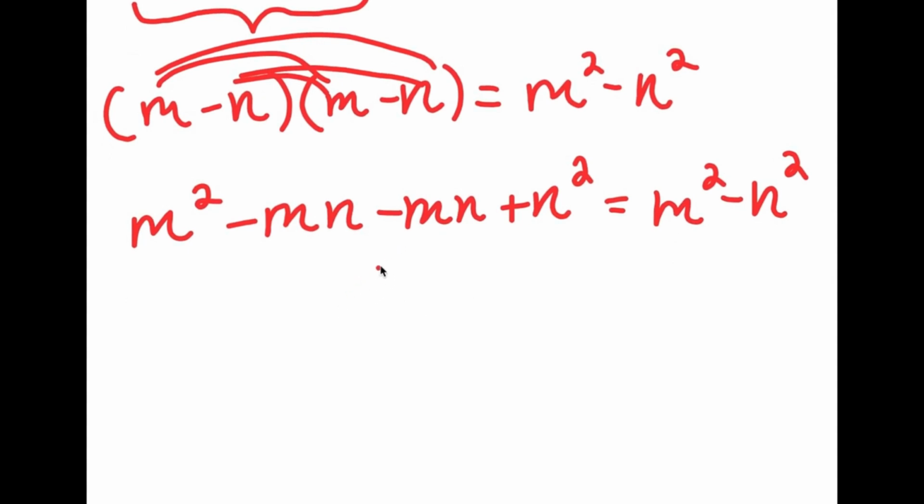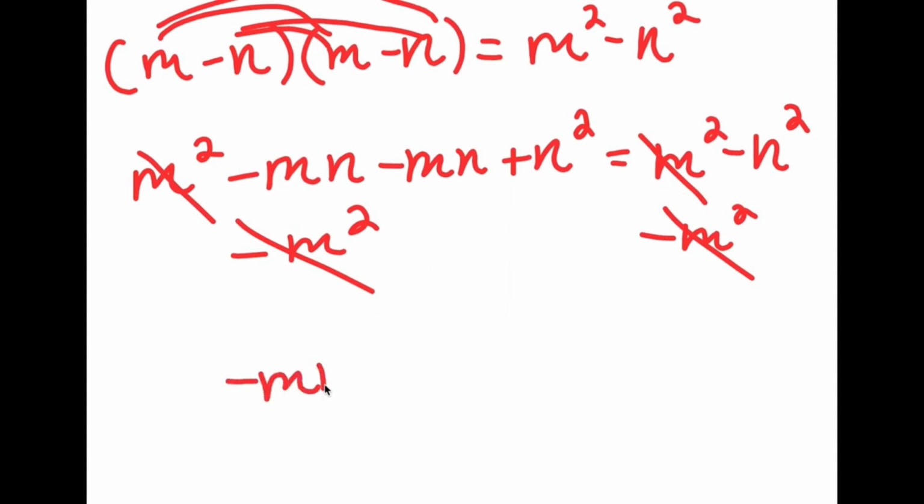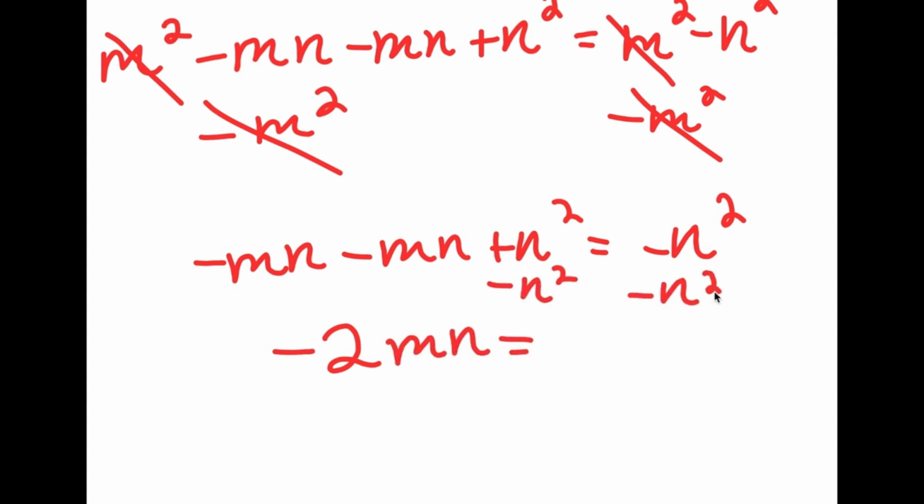Now, I can do a few things here. I can first start by subtracting m squared on both sides, so this way these two m squareds cancel out. And now I'll be left with negative mn minus mn plus n squared is equal to negative n squared. Now negative mn minus mn is equal to negative 2mn. And then now if I subtract n squared on both sides, these two cancel out and I get negative 2n squared.